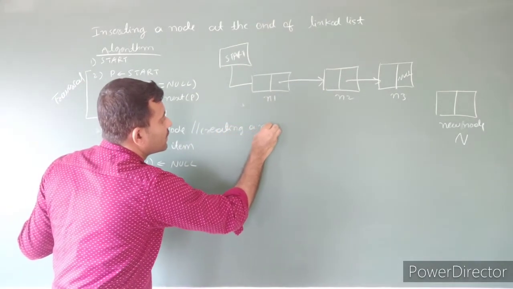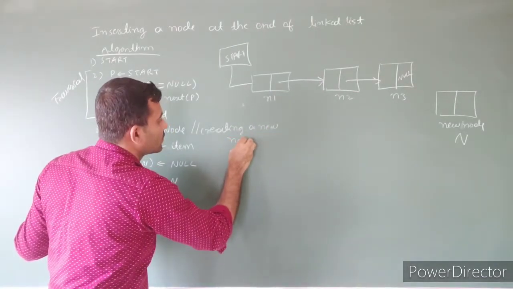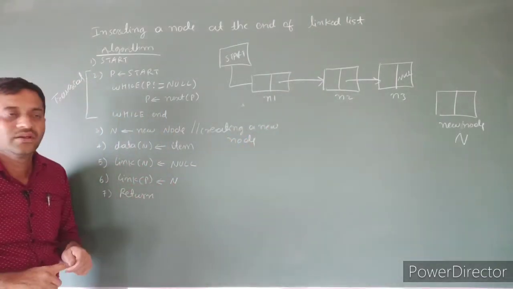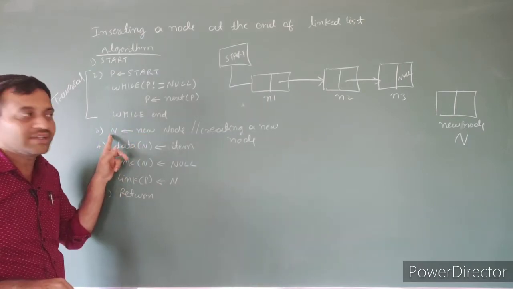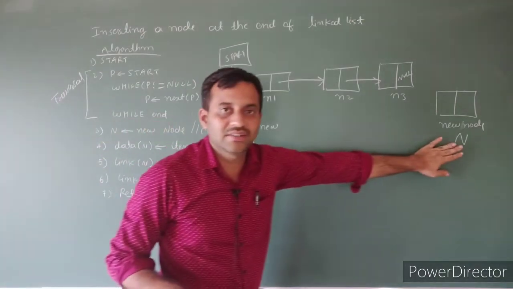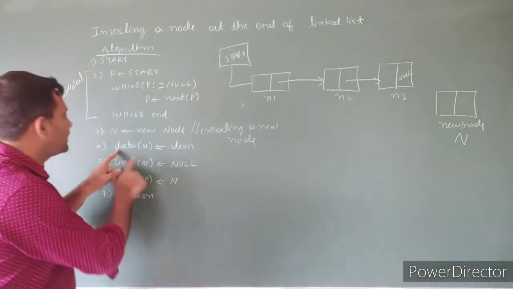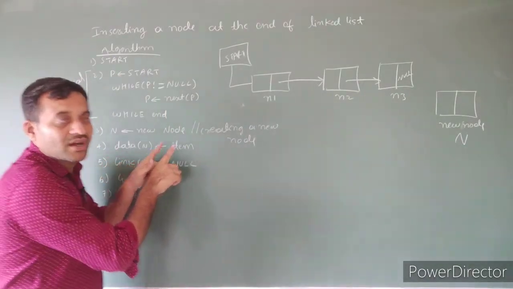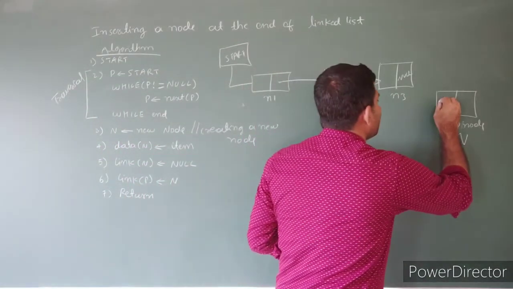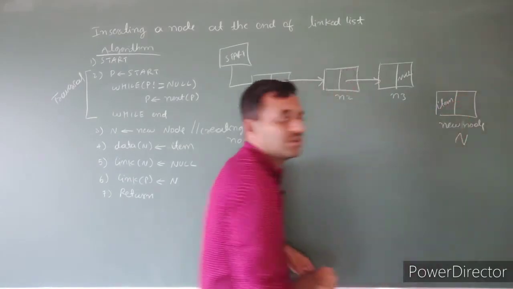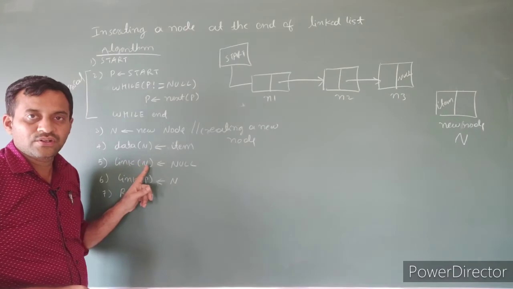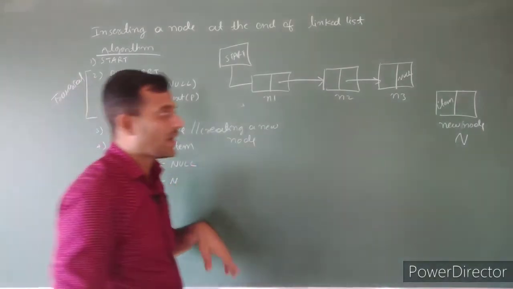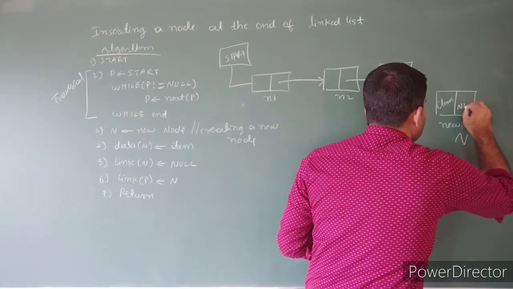How to create a new node? N equals new node. The name of the new node is N. Then for the data of N, we assign the item. For this portion, we assign the item. Then for the link part of the new node, we assign the null value. Here we assign the null value.